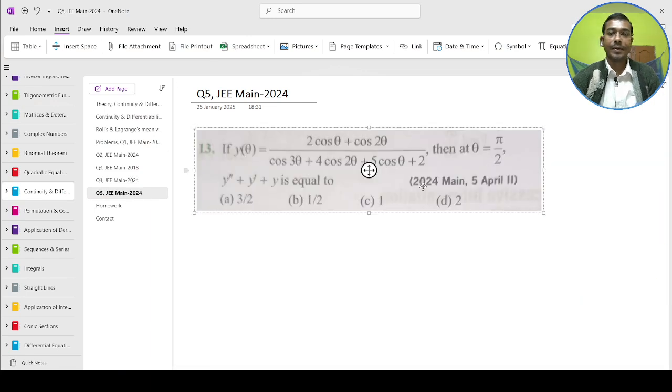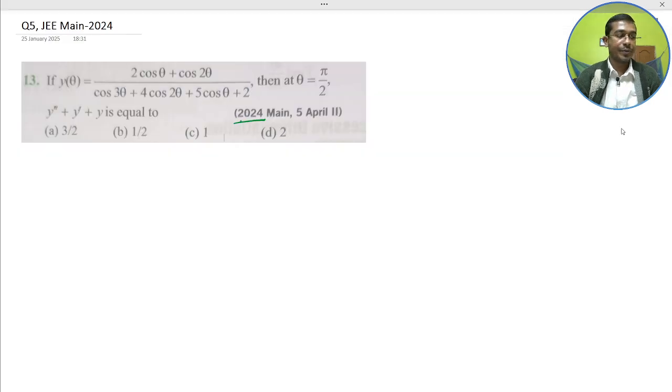Question number 5. A recent type of question coming in JEE Main 2024 says that if y theta equal to 2 cos theta plus cos 2 theta with the denominator cos 3 theta plus 4 cos 2 theta plus 5 cos theta plus 2, then at theta equal to pi by 2, you have to find the value of y double dash plus y dash plus y equal to what?